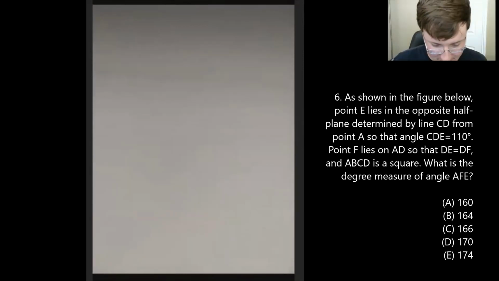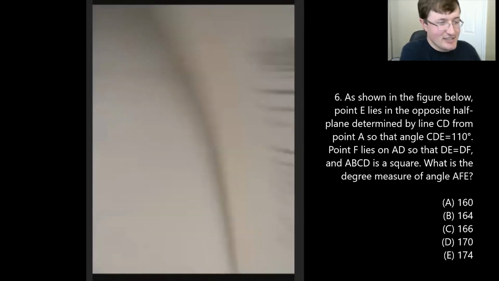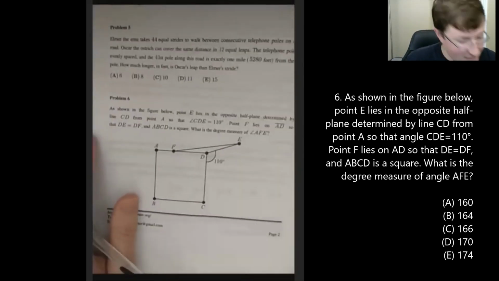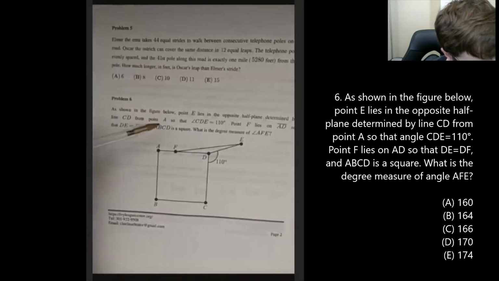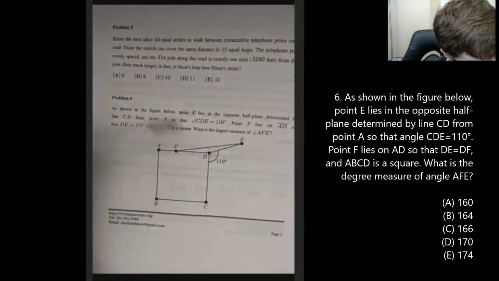Okay, problem 6. We have an annoying geometry figure. Point E lies on the opposite half plane determined by line CD. Point F lies on AD, so DE is DF. What is the degree measure of AFE?